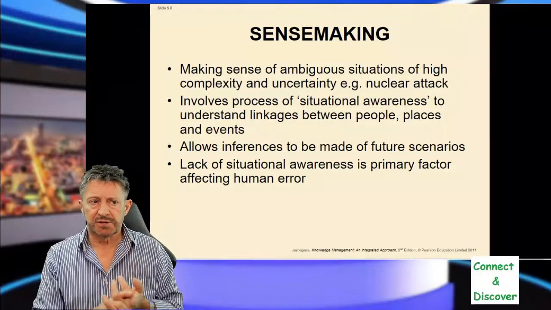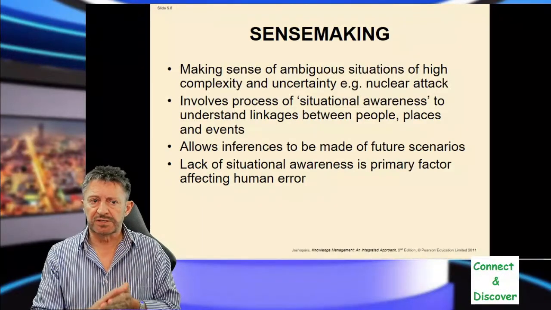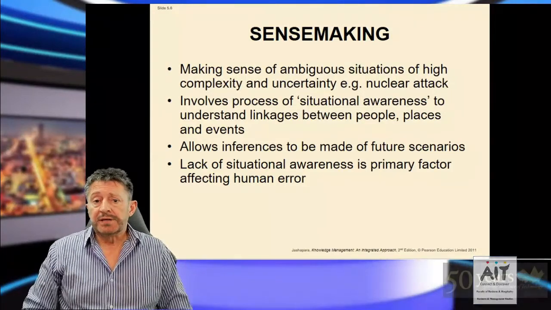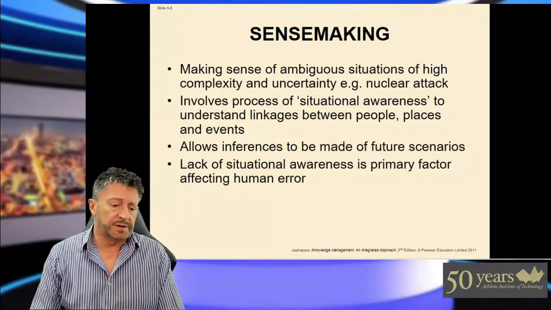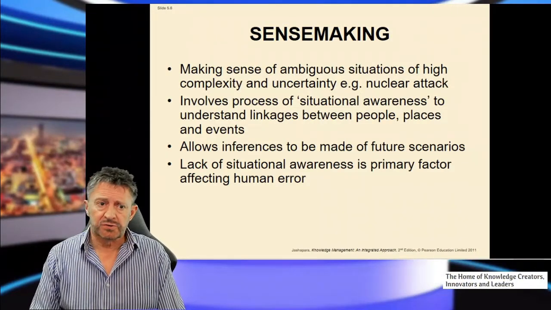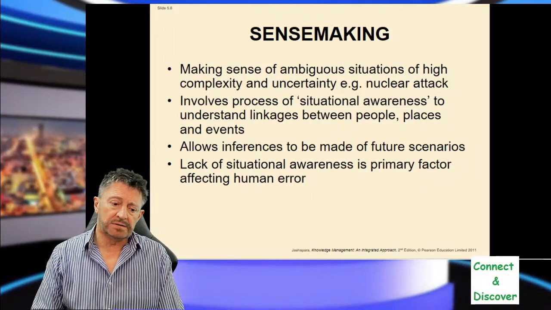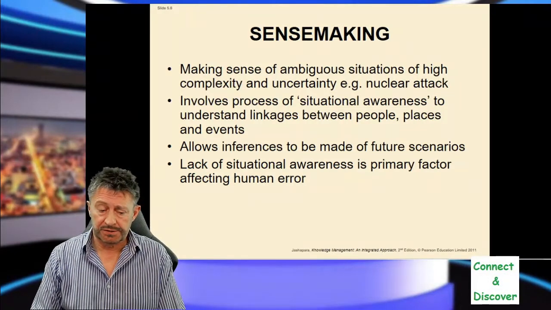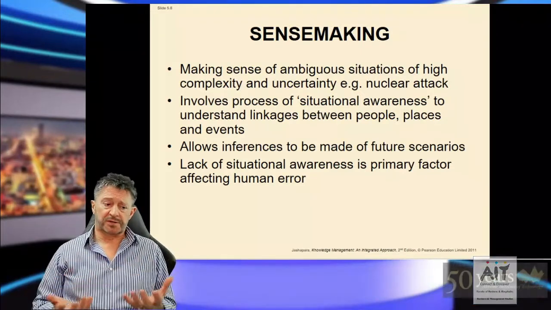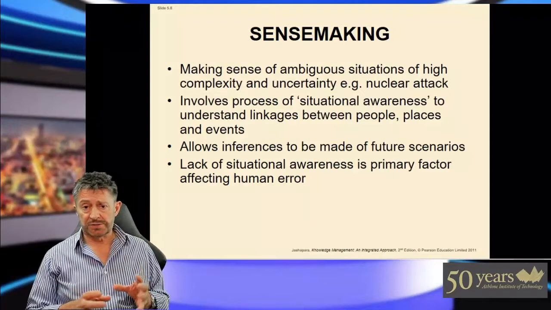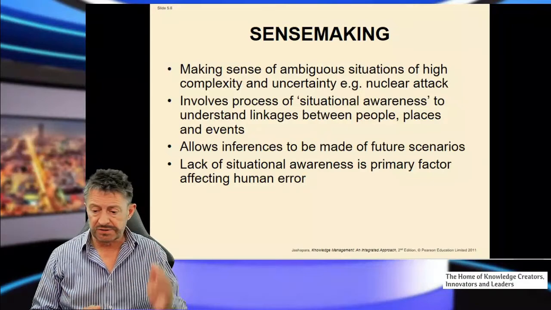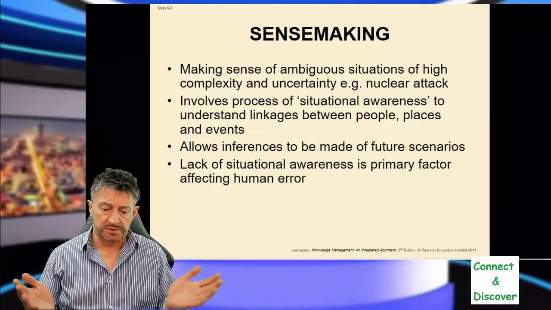But this is interesting. Last point here: the lack of situational awareness is a primary factor affecting human error. Absolutely. People make decisions without being fully informed, or not being given all the information, or not having access to all the data, so they're clearly making bad choices. Now, none more so evident than in current social environments. We're using social networks: Facebook, Instagram, Twitch, Discord, Twitter, and so on, TikTok.